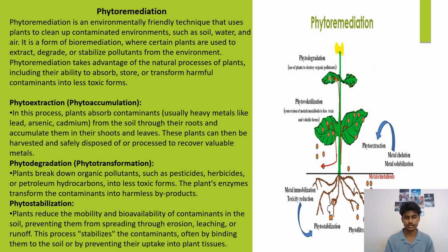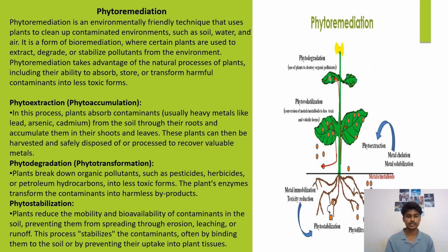The first one is phytoextraction, where the plants absorb contaminants from the soil through the roots and store them in their shoots and leaves. After storing, the plants can be harvested and disposed of to eradicate the heavy metals. In phytodegradation, the plants break down organic pollutants such as pesticides, herbicides, or petroleum hydrocarbons into less toxic forms. The plant's enzymes transform the contaminant into harmless byproducts.